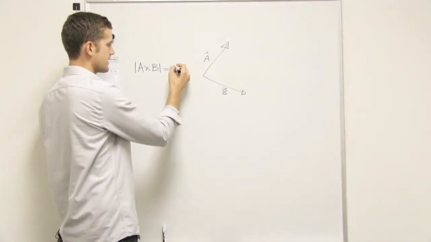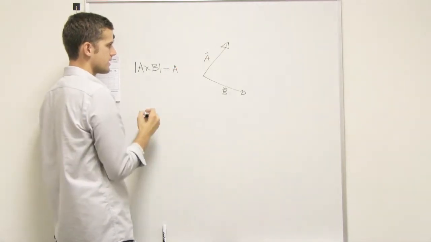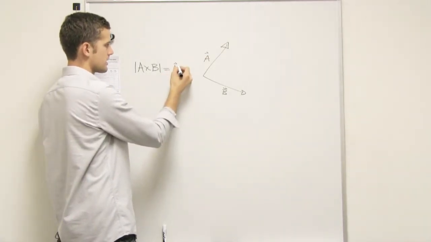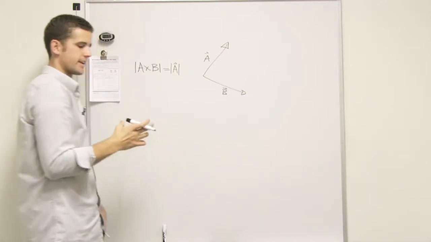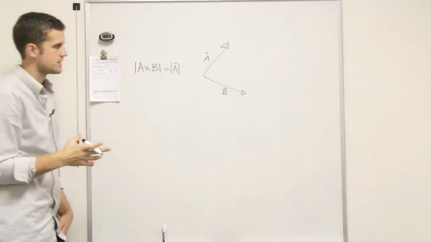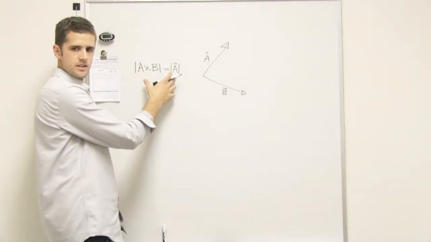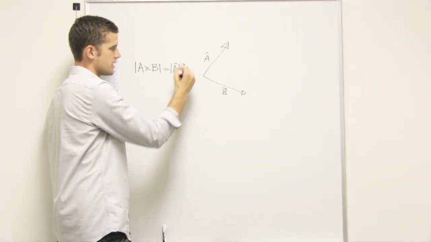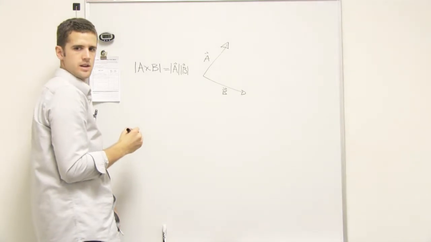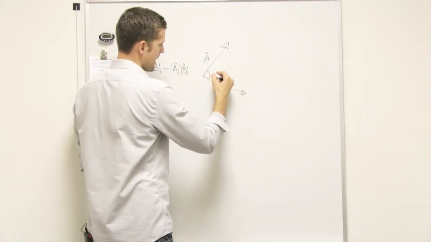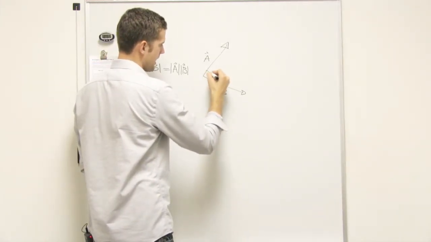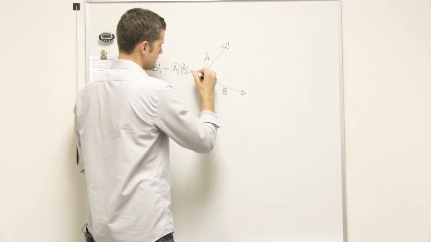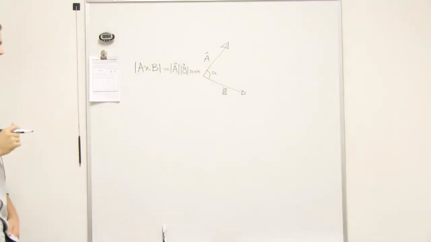is by taking the length of A. Wait, magnitude is angle or? It's the length. Okay? So you take the length of A, you multiply it by the length of B, and then you multiply by the sine of the angle in between them. Let's call it alpha. Okay?